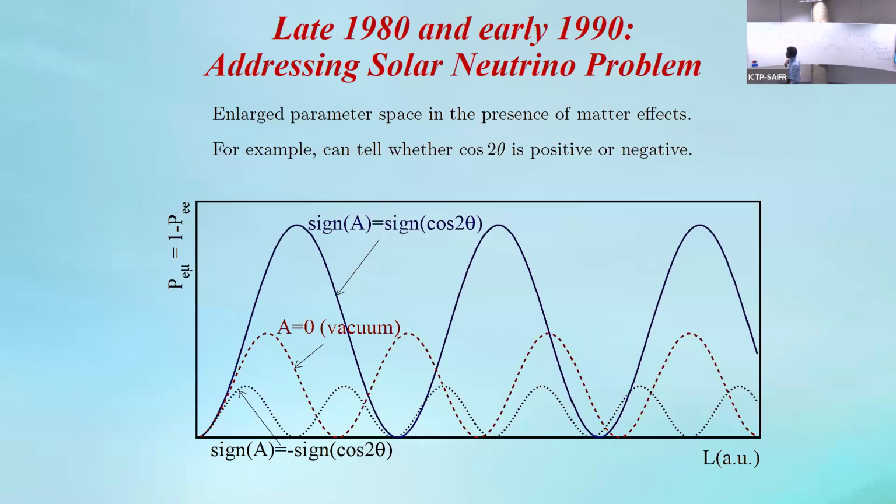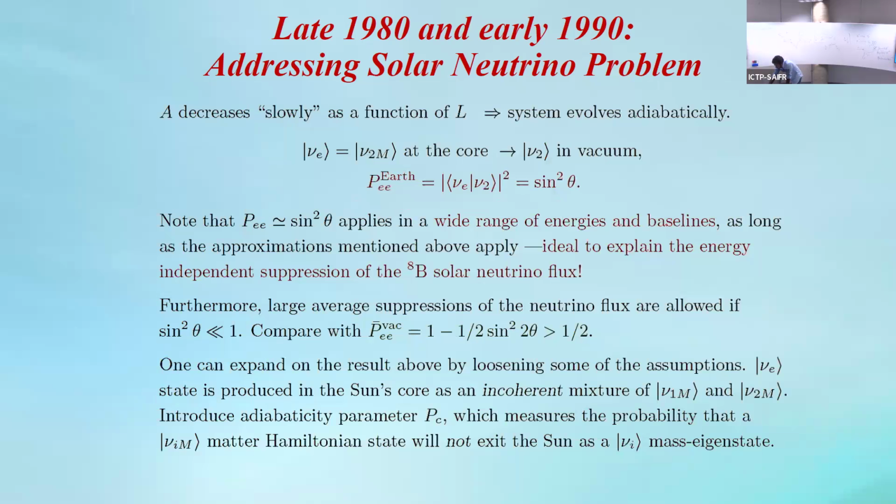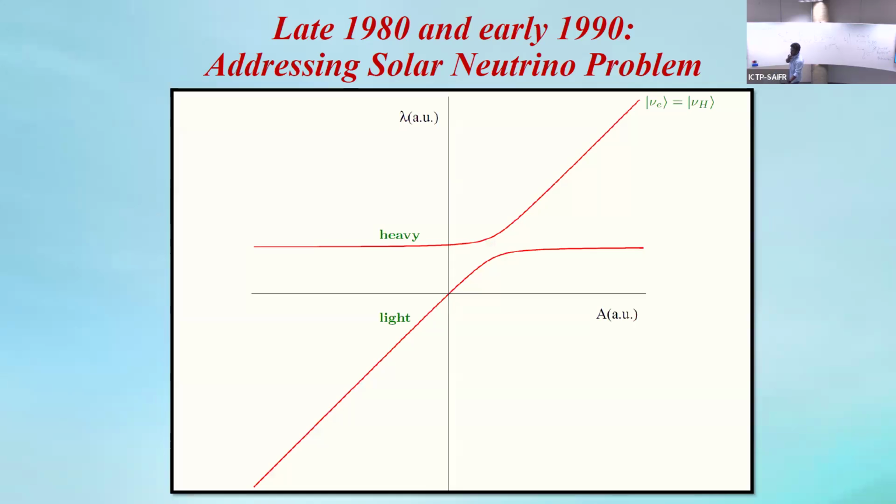I think the level crossing diagram, no, that's inside the sun. That part will show a spectrum of solar neutrinos.